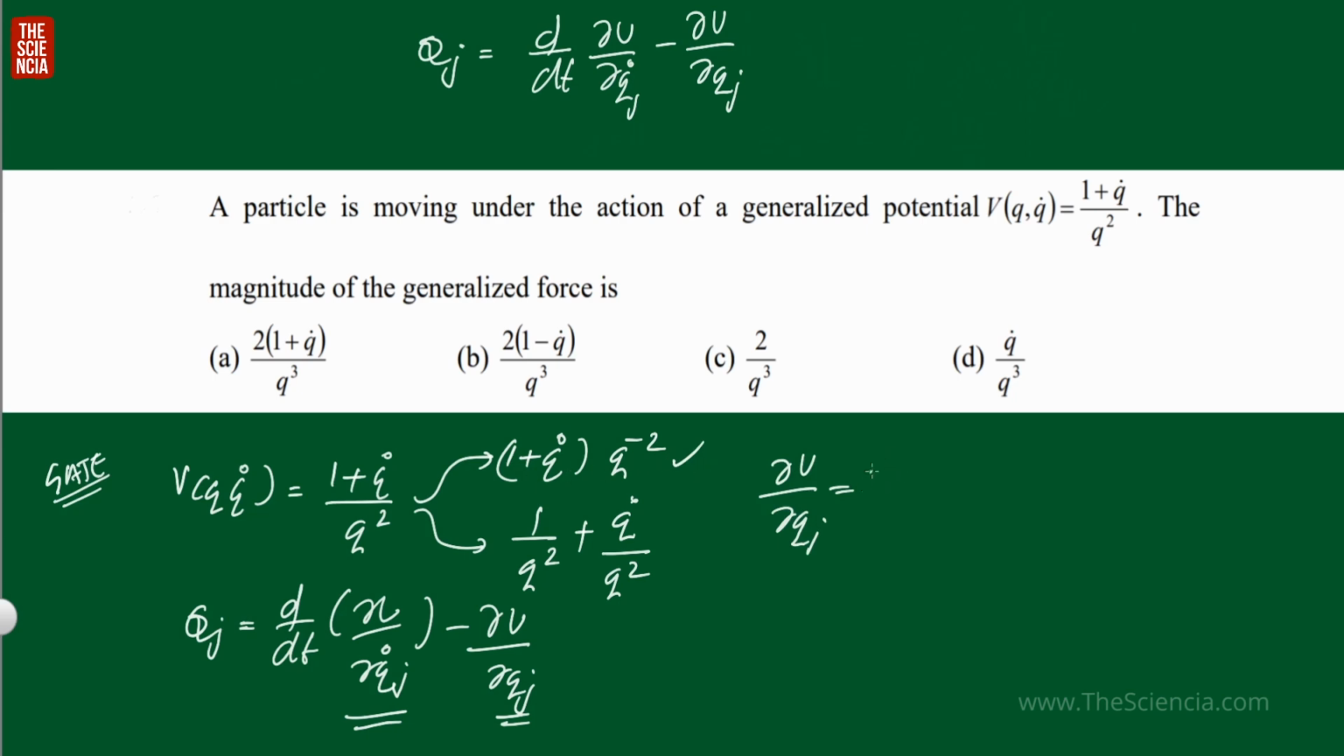So ∂U/∂q_j is (1 + q̇) into −2q^(−3). And what is ∂U/∂q̇_j? I am taking this equation. There is no q̇ term, only here is the q̇ term. Okay, so what do we get? We get 1/q². Now you have to substitute the 1/q² value here. So you have to take d/dt of 1/q² and substitute this value of ∂U/∂q_j. So you get the answer. The answer is option C.